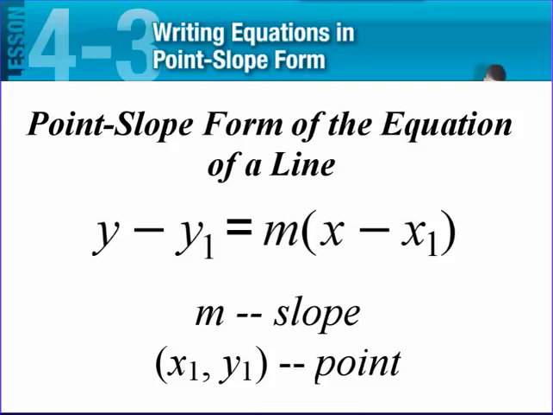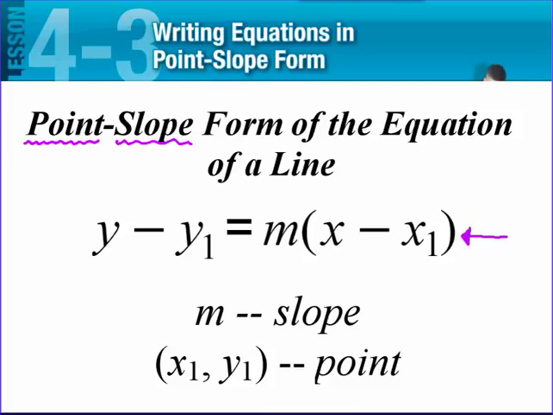So far this is the third form we've got. We've got standard form, we've got slope intercept form. Now we've got point slope form. As its name implies, you're going to need a point and the slope to write it. The form is right here. In the formula, m is the slope and (x1, y1) is a point.